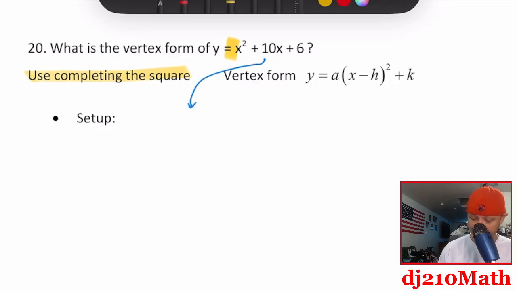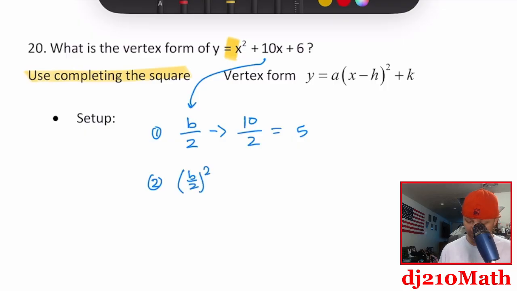The first step is to take half of b. Whatever b is, you take half of it. Okay, so let's do that. What is b? B is 10. So 10 divided by 2, that's equal to 5. So that's step 1. Step 2, whatever number you get, you square it. So what did we get? We had 5. So therefore, 5 squared. What's 5 squared? 25. Good job. Okay, so this is all we need.